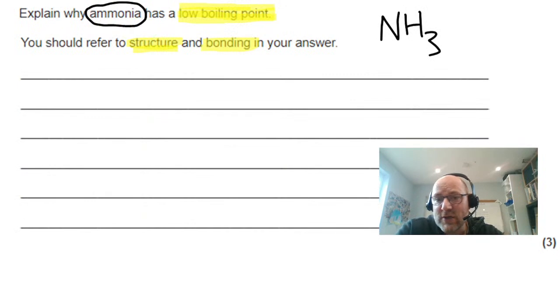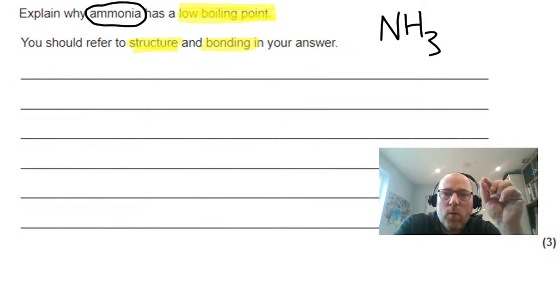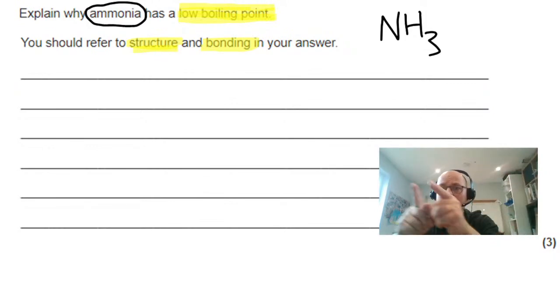Right. Let's look at a different style of question. 3 marks as well. Explain why ammonia has a low boiling point. Notice I've used a highlighter. That's an important thing that you should be doing in exams, is using a highlighter. So why does ammonia have a low boiling point? Look what it said in the question. Talk about the structure. Talk about the bonding. I'm going to get 2 out of the 3 marks for naming the structure and the bonding.